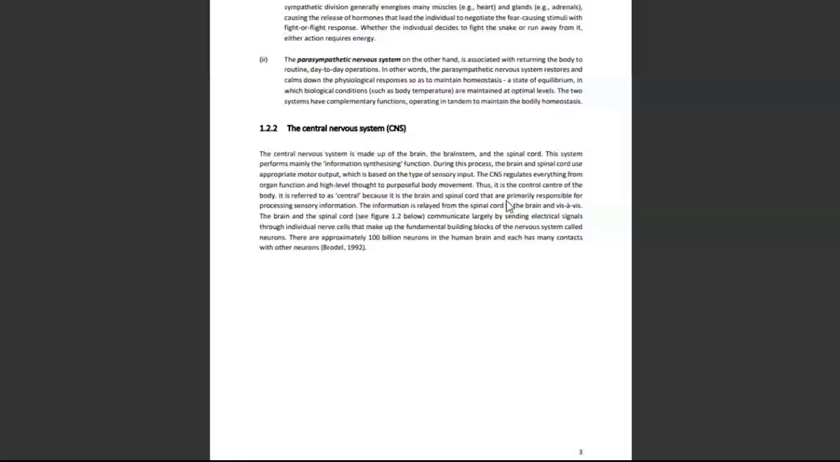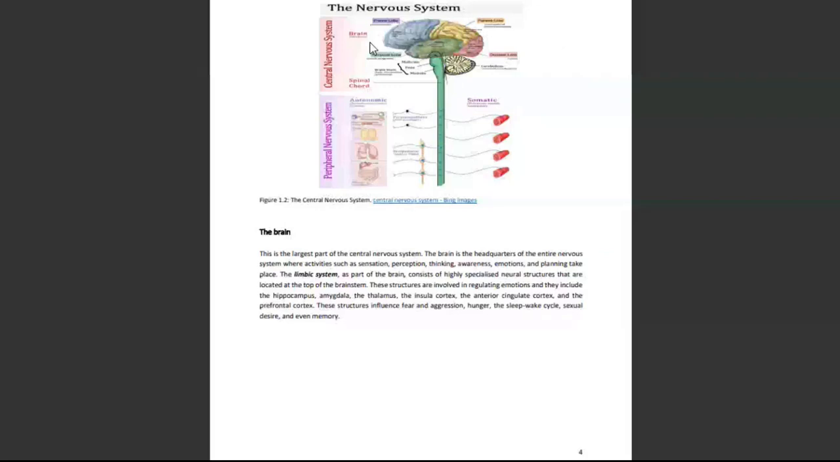They say in figure 1.2 below, communication happens largely by sending electrical signals through the individual neurons that make up the foundation building blocks. Okay, let's check this. This is your brain and the spinal cord. How do they relate?